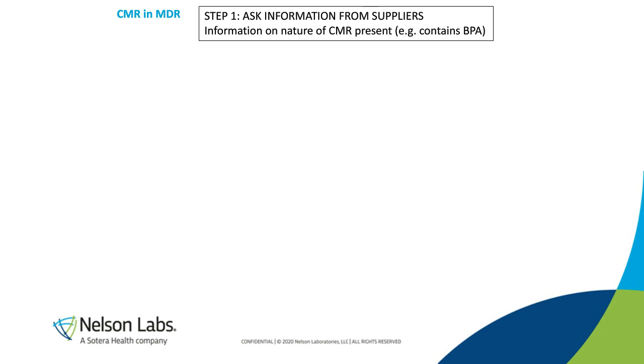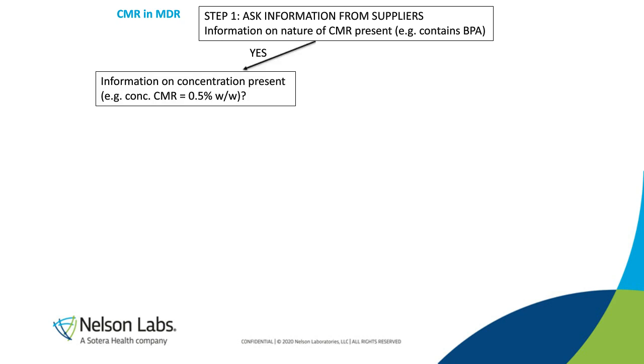But the first step should always be trying to get this from your suppliers. So you ask your suppliers if they have a concentration present of these CMRs in the device. Go to them and ask if they can tell you the actual concentration by weight of these CMRs in your device, not just if it's there. And if they do, then you want to see if that CMR is greater than 0.1% by weight for your total device. This will help you understand if it is or not.